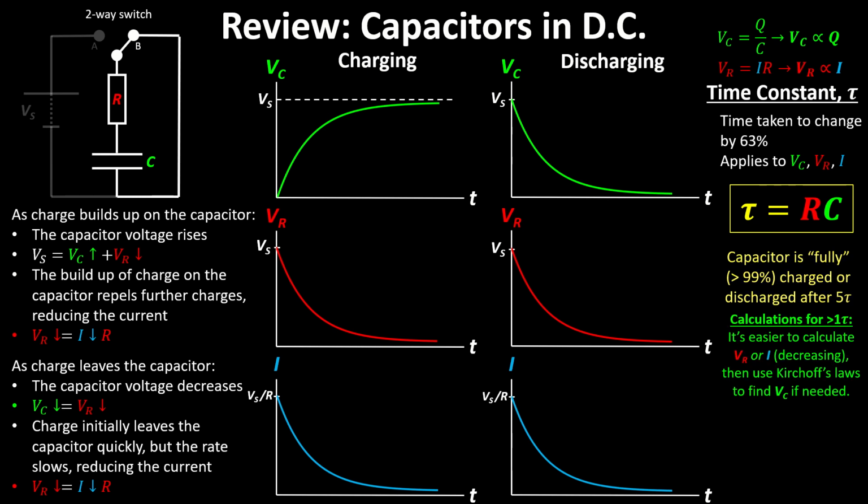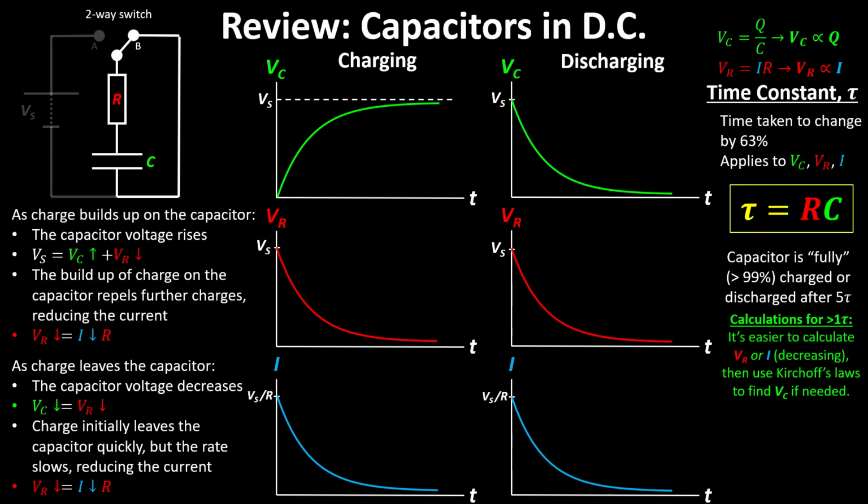But the resistor voltage or current, all the ones that decrease, are quite easy because you just keep multiplying by 0.37. After 1 time constant, multiply by 0.37. After 2, multiply by 0.37. After 3, multiply by 0.37. So you just multiply by 0.37 to the power of how many time constants it's been.